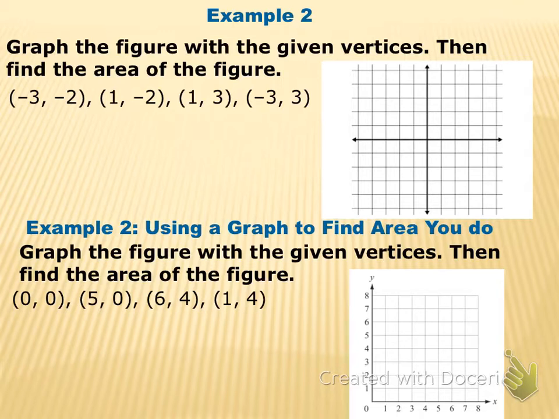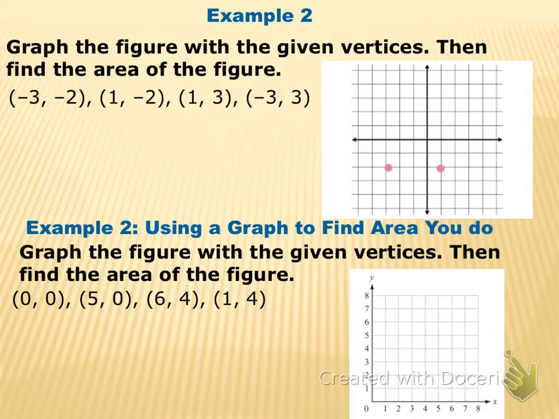Another way that you may see some of these problems is you may be given coordinate points, and you have to plot the points and figure out what the shape is and find out what the area is. So remember, we move left and right before we go up and down. So -3, we're going to the left 3 and then down 2. Then right 1, down 2.